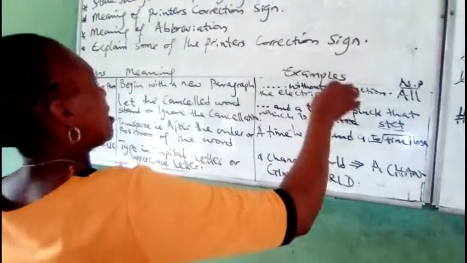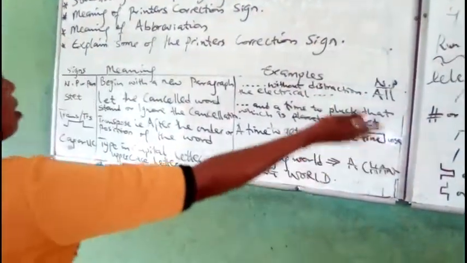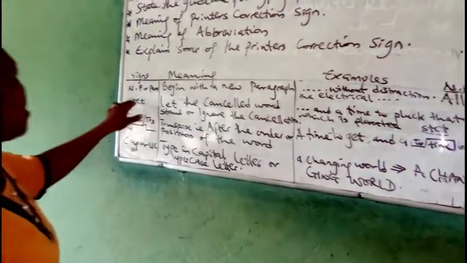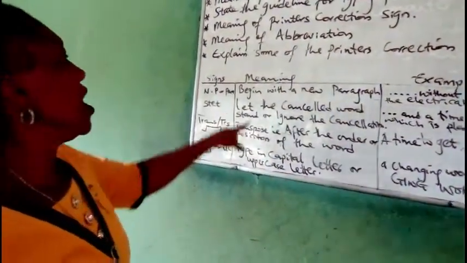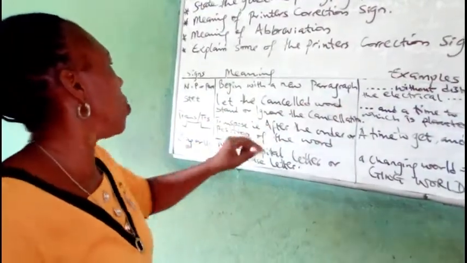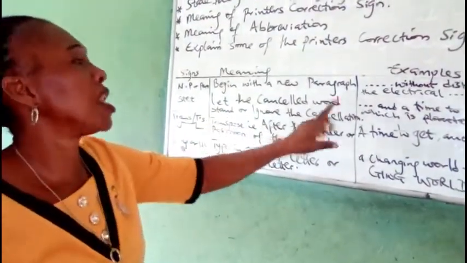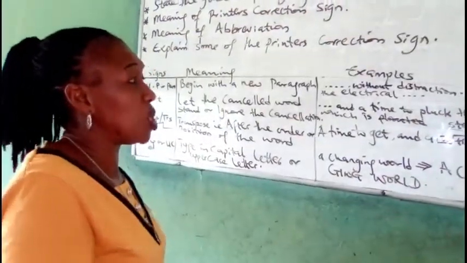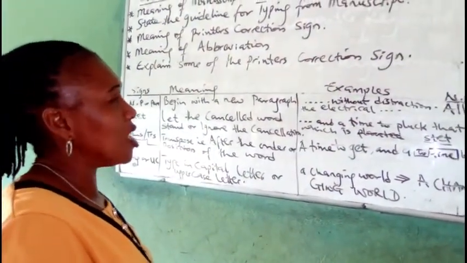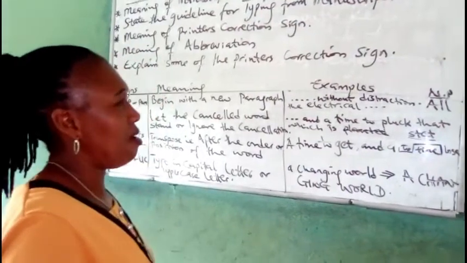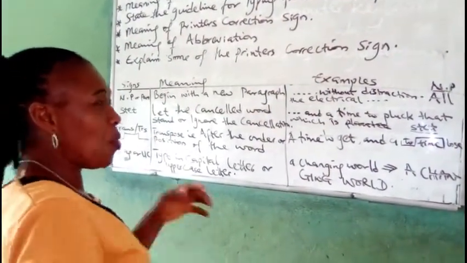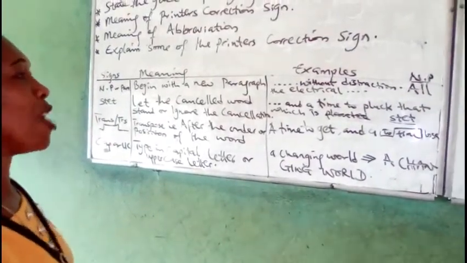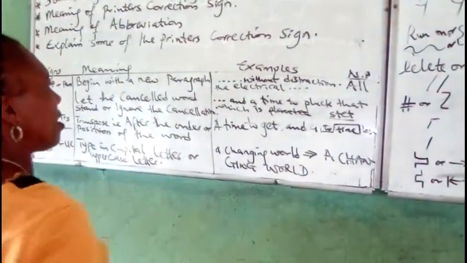So the person that will type will now remove this all and form a new paragraph with it. Then state. State means let the cancelled word stand or ignore the cancellation. At times you may make a sentence which is correct and, out of hurry, you cancel it. Then when you read it again, you see that, oh, this thing I cancelled is correct. Then you come by the side and write state.